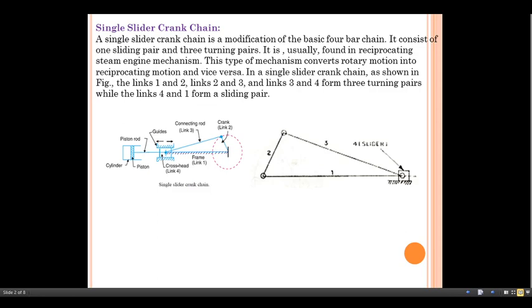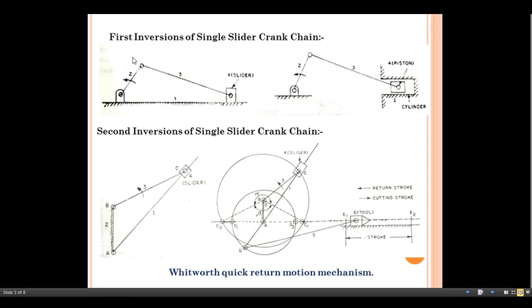Now let us see the case of first inversion of single slider crank chain. We have discussed the same in the earlier case. Link number 1 is fixed. Link number 2 is the crank link. Link number 3 is nothing but the connecting rod. Link number 4 is nothing but the slider. This will form the first turning pair, this the second turning pair, 3 and 4 form the next turning pair, and 4 with 1 will form a sliding pair.